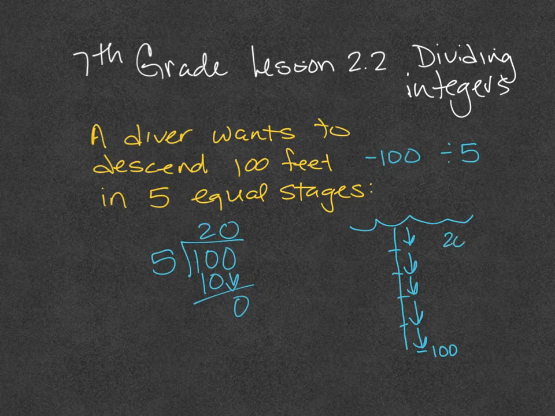Each of these would need to be 20 feet. But remember, I'm going down 20 feet each time. So each of these is going to be a negative 20. The answer is negative 20.